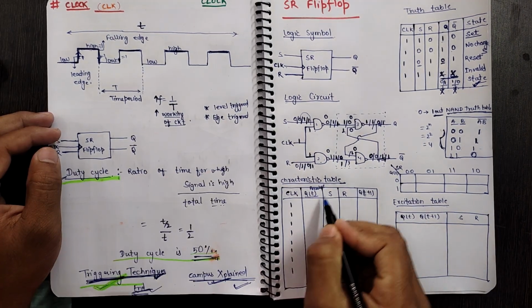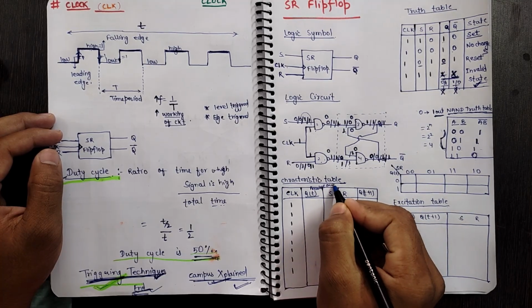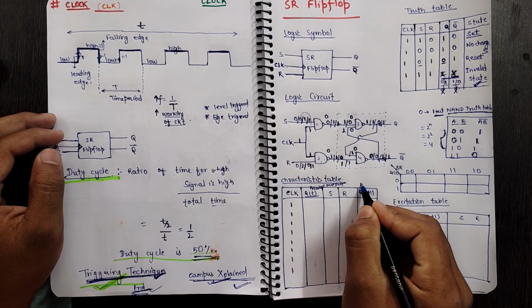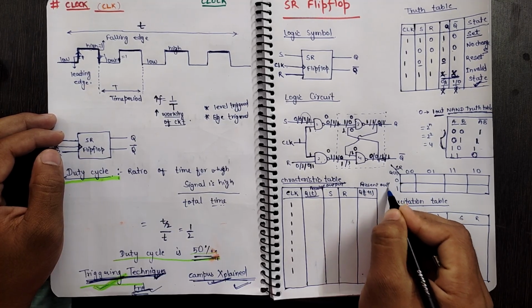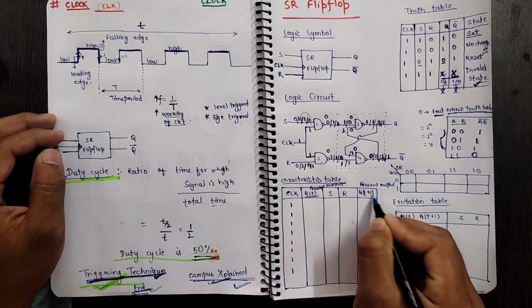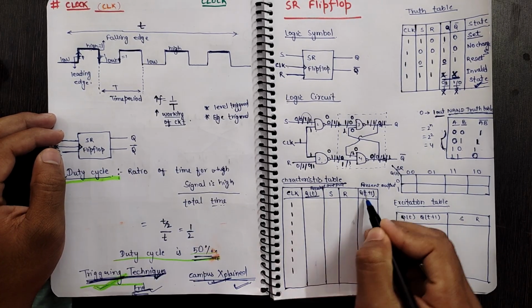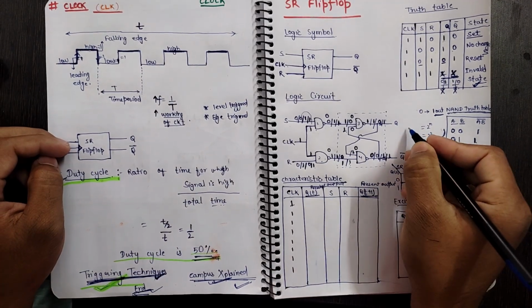In this characteristic table, we will talk about clock. QT represents the previous output, then the inputs, and the next or present output, QT plus 1. We also call it the previous state or the present state. Here we have 3 inputs. So how many possible combinations are there?